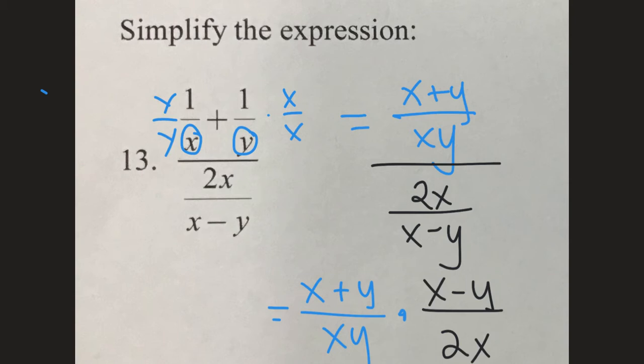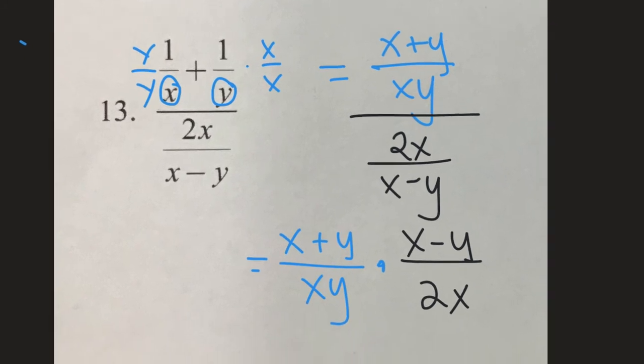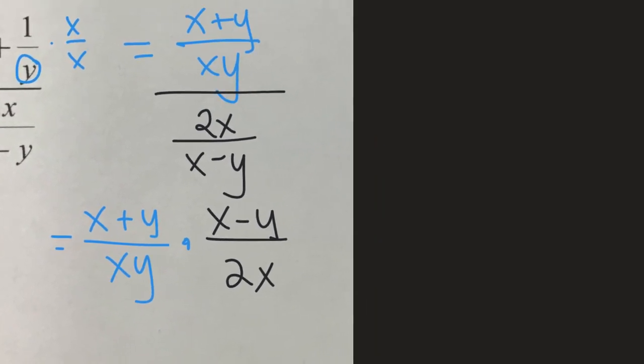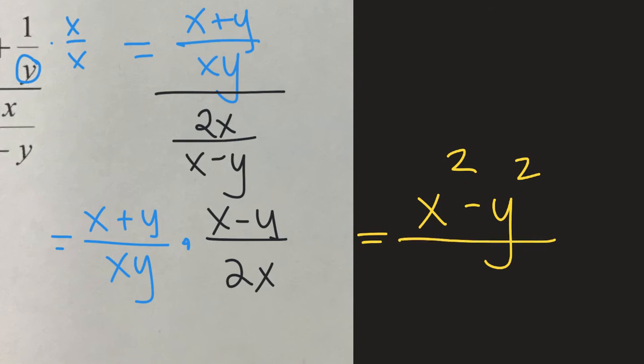So now we have a fraction times a fraction, right? This thing times that thing. So we multiply top times top and bottom times bottom. X plus y times x minus y is one of those special multiplication things. X plus y times x minus y becomes x squared minus y squared. The x y in the middle cancel out.